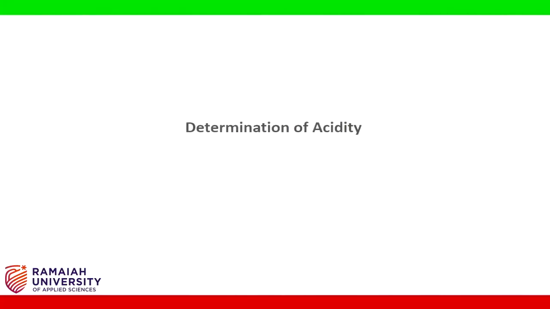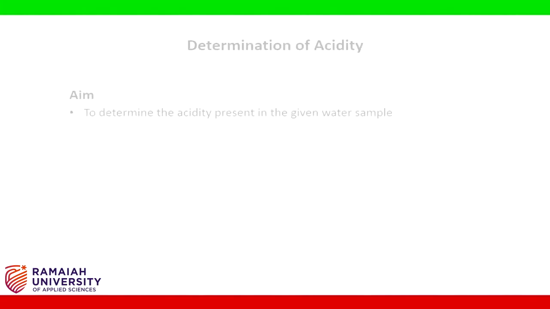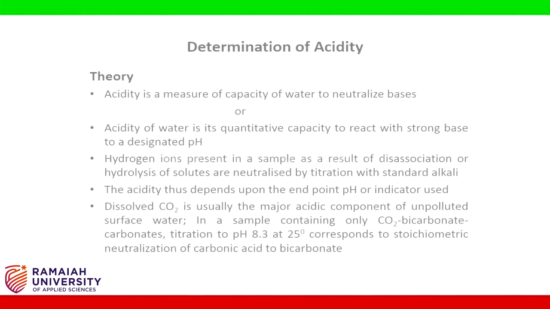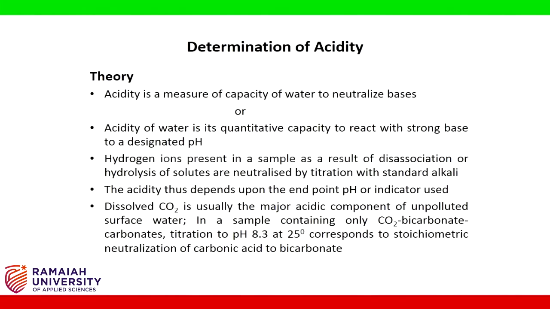Hi students, let us discuss determination of acidity. The aim of the experiment is to determine the acidity present in the given water sample. Acidity is a measure of capacity of water to neutralize bases, or acidity of water is its quantitative capacity to react with strong base to a designated pH.